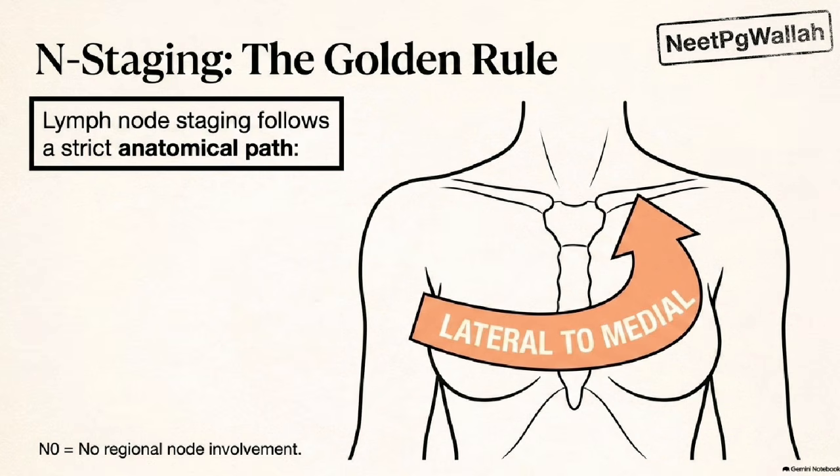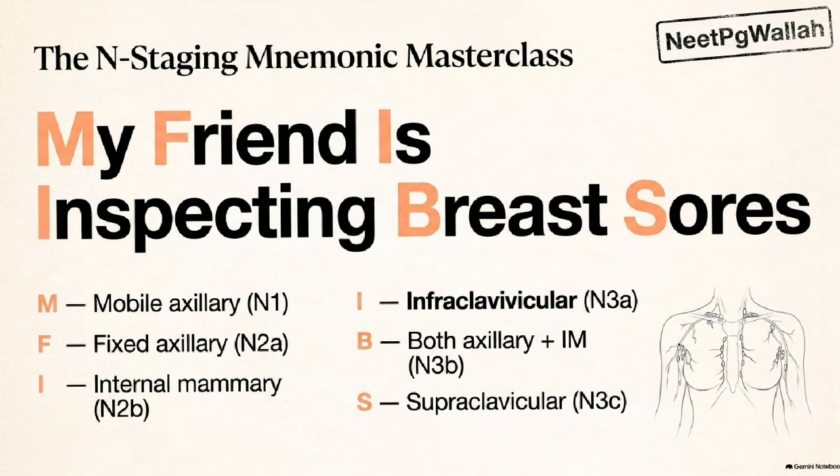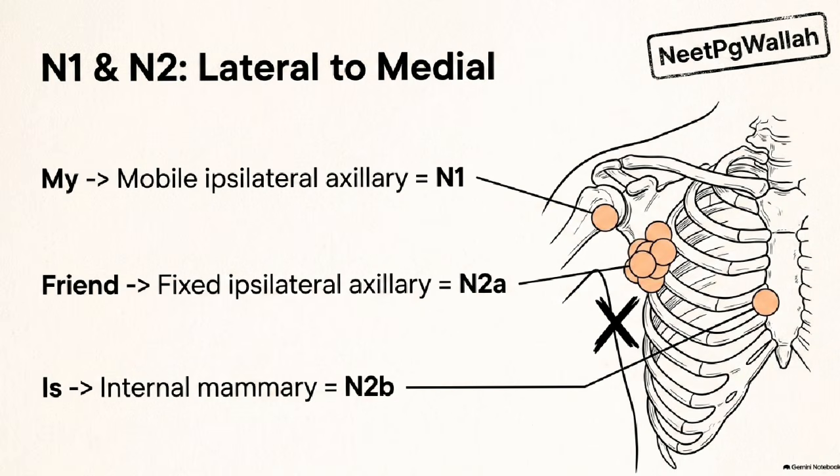To map out this lateral to medial journey, we have a total masterclass mnemonic. My friend is inspecting breast sores. Let's walk through it together. M is for mobile axillary nodes in the armpit, that's N1. F is for fixed axillary nodes, N2A. I is for internal mammary nodes near the breastbone, N2B. Now moving to the N3 category, I is for infraclavicular, meaning below the collarbone, N3A. B is for both axillary and internal mammary together, N3B. And S is for supraclavicular, above the collarbone, N3C.